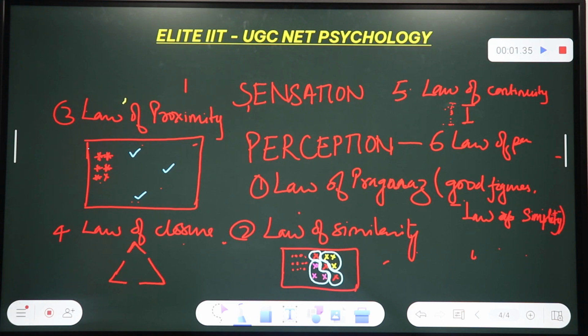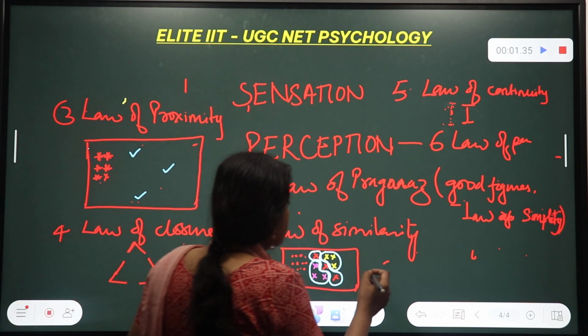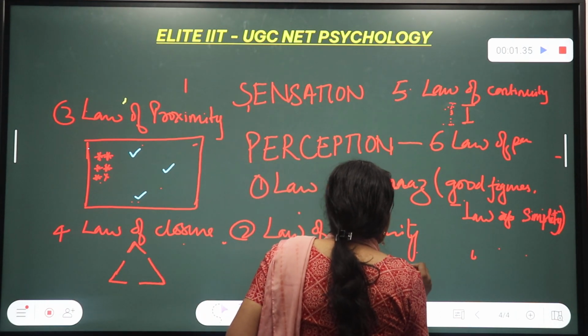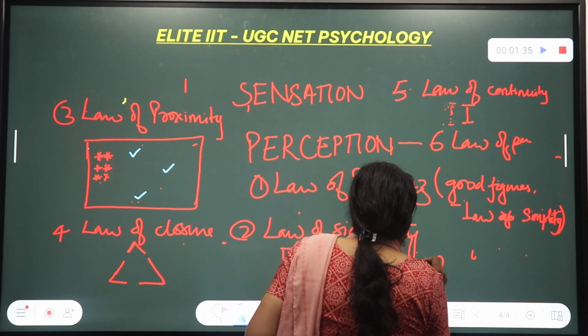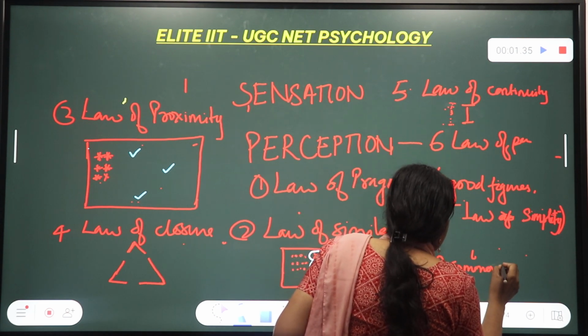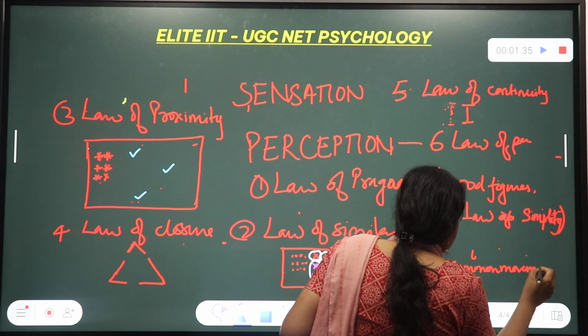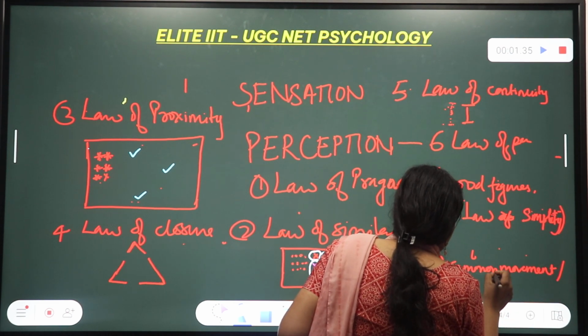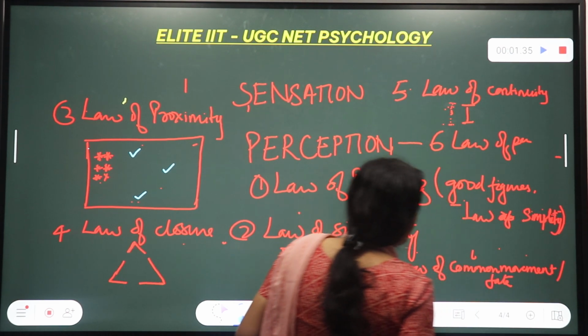Law of closure I have told you, continuity. Then the sixth is the law of common movements or common fate. So, it is also called the law of commons.